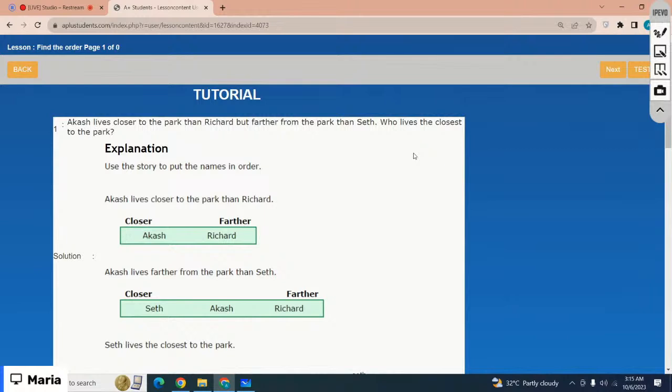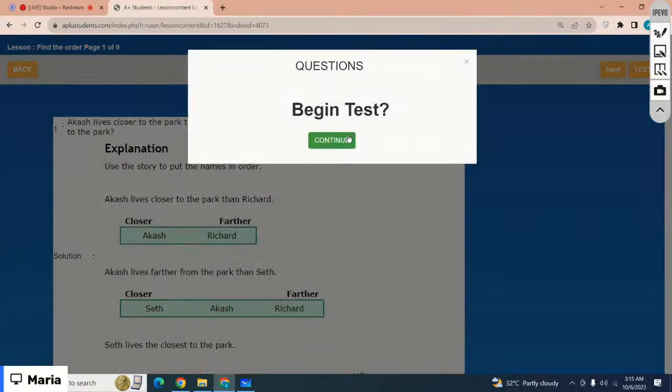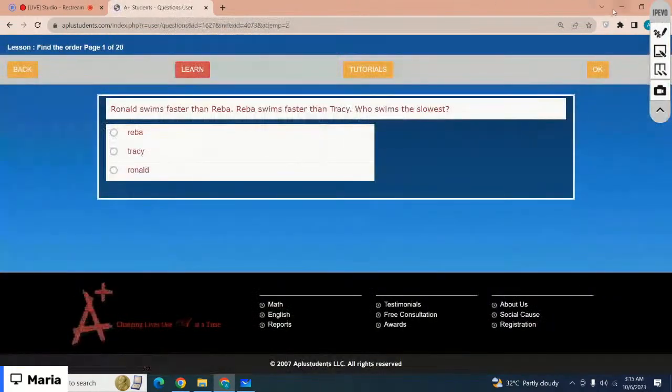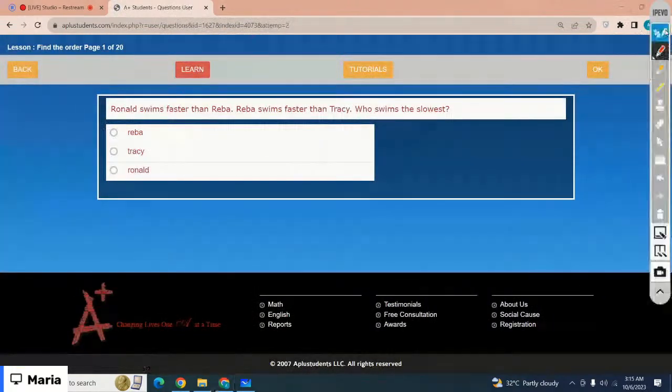Okay, let's just start with the practice question. Let's understand the question first, then we'll find the answer to the questions. Let's start with the first one. Ronald swims faster than Reba. Okay, so Ronald is faster and Reba is slower.